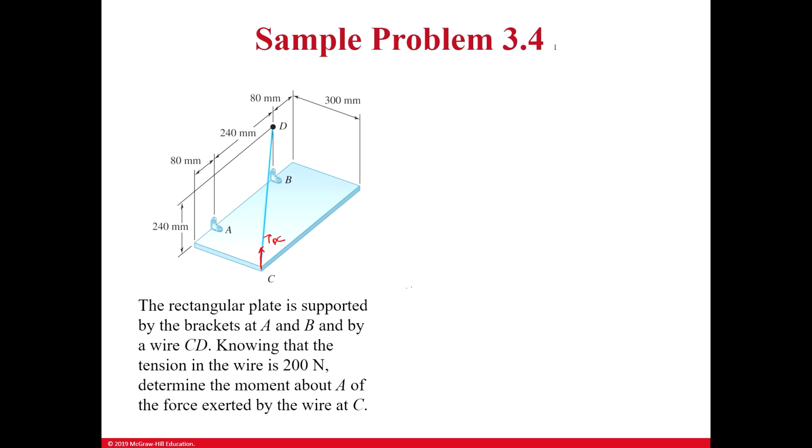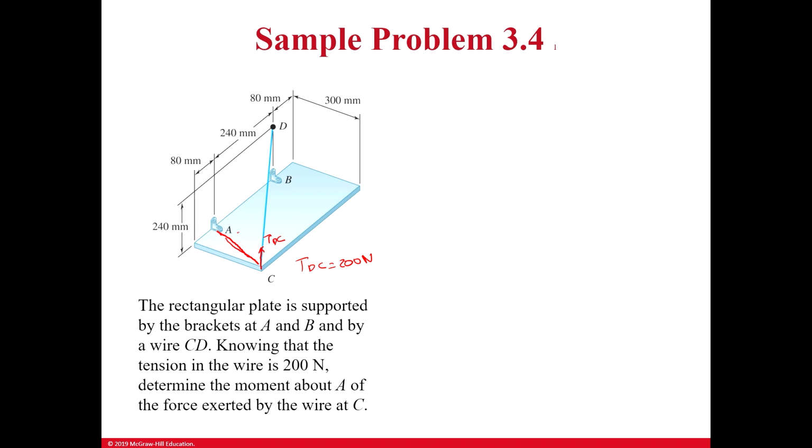Okay, so the rectangular plate is supported by the bracket at A and B. The supports for the plate are A and B, but there's only a wire CD supporting a tension of 200 newtons. The tension at DC equals 200 newtons. Determine the moment about A. Oh, interesting. So we have to find this moment about A.